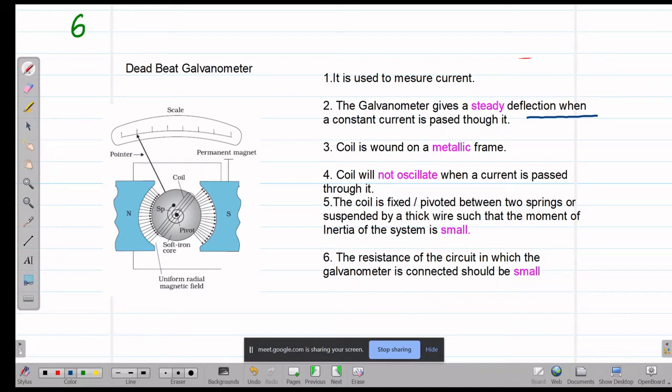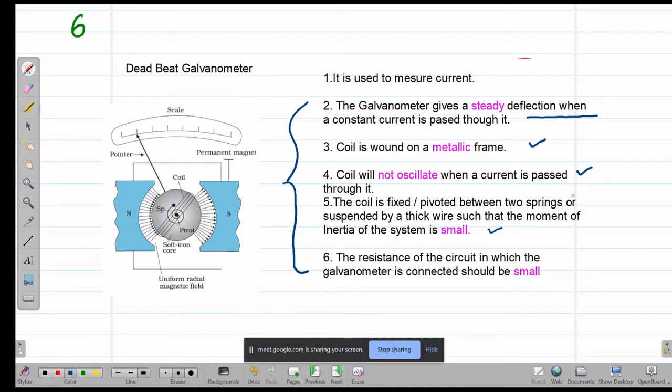Now, if a suspended coil galvanometer has to act as a deadbeat galvanometer, then the suspension wire must be a thick wire such that the moment of inertia of the system is small. The reasons for all these points you will understand after I describe the ballistic galvanometer, and then I will compare the ballistic galvanometer with the deadbeat galvanometer. At that time you will understand why the coil has to be wound on a metallic frame, why the coil will not oscillate, why the suspension wire should be thick and the moment of inertia should be very small.